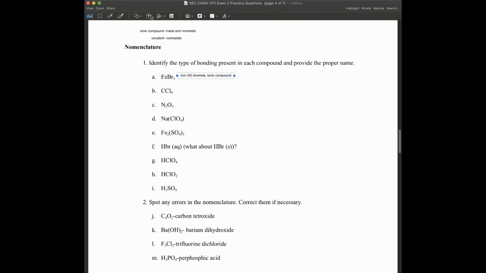So the next problem, CCl4. What do you all think that the correct name for this is, or the type of bonding that's present?